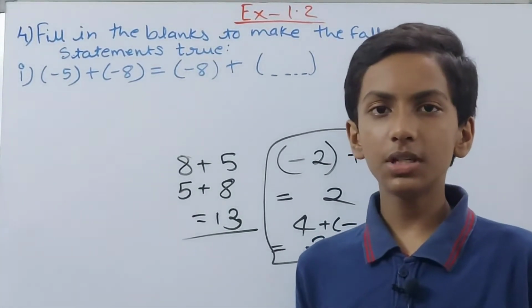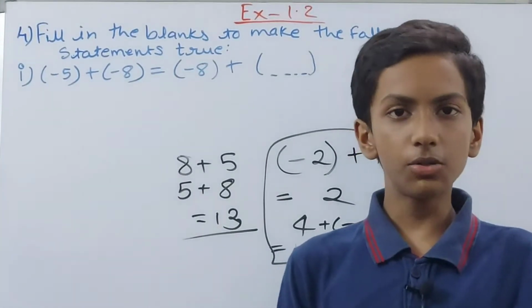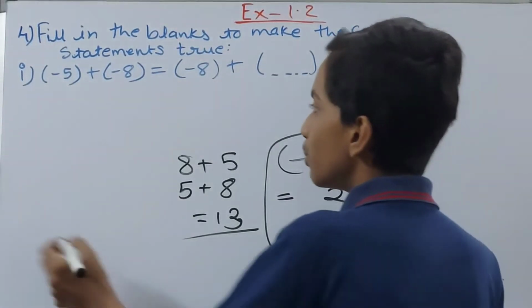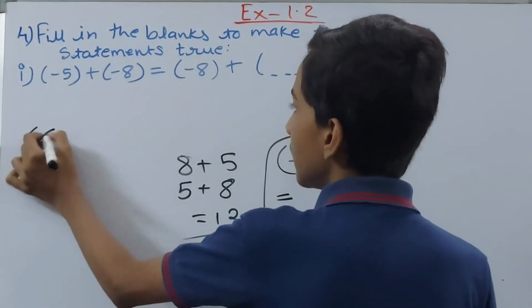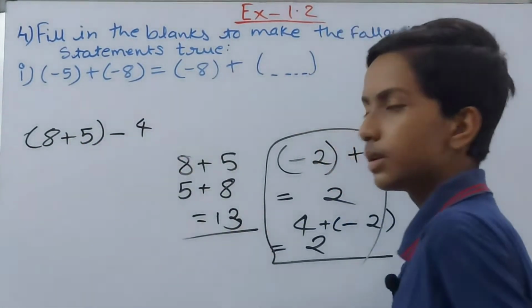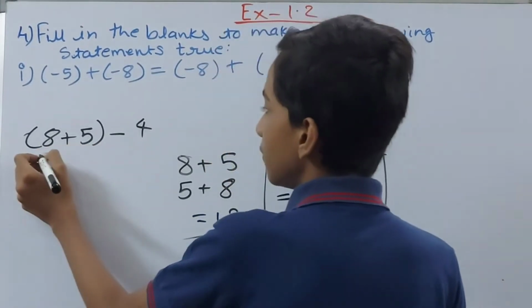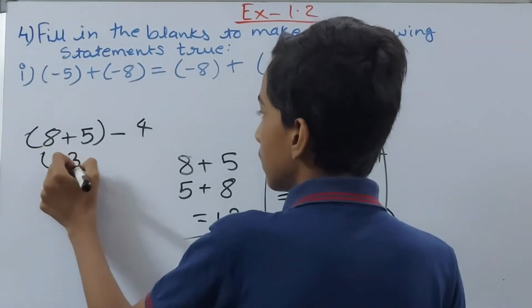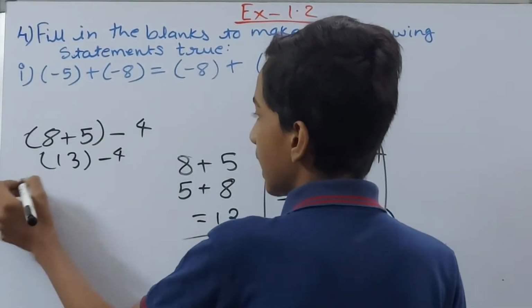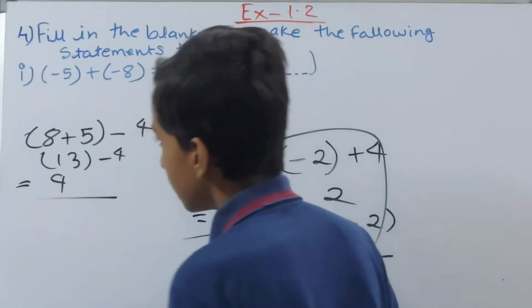Then we have the associative property. That is when we group some integers together. Suppose again I will take simple ones only, (8 plus 5) minus 4, right? Now you can see this 8 plus 5 we solve first, so 13 minus 4, you open the bracket, so you simply get the answer 9, right?